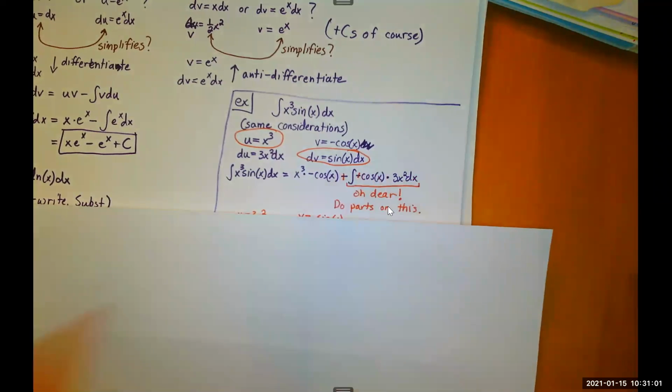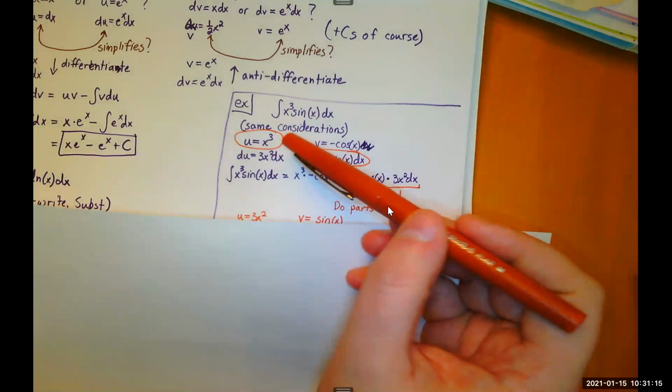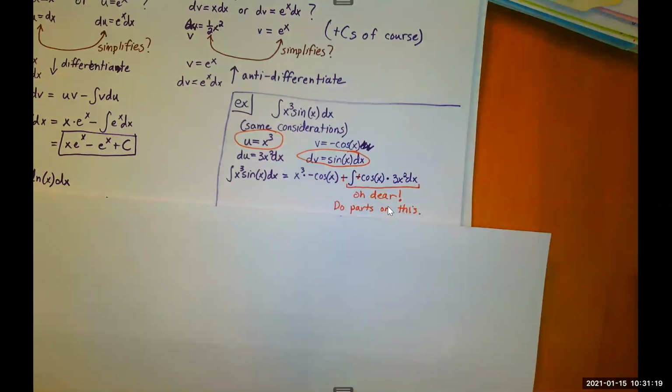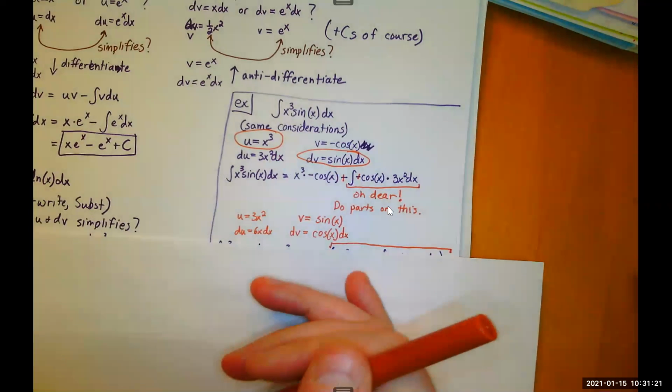So it's the same consideration. Should u be 3x squared, or should dv be 3x squared dx? Which one? Well, I know it didn't simplify completely, but it sure helped a little bit going from x cubed to 3x squared. So we continue with that.